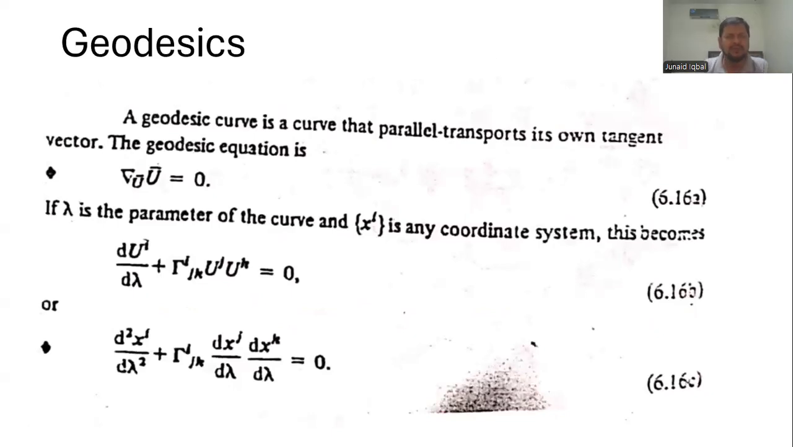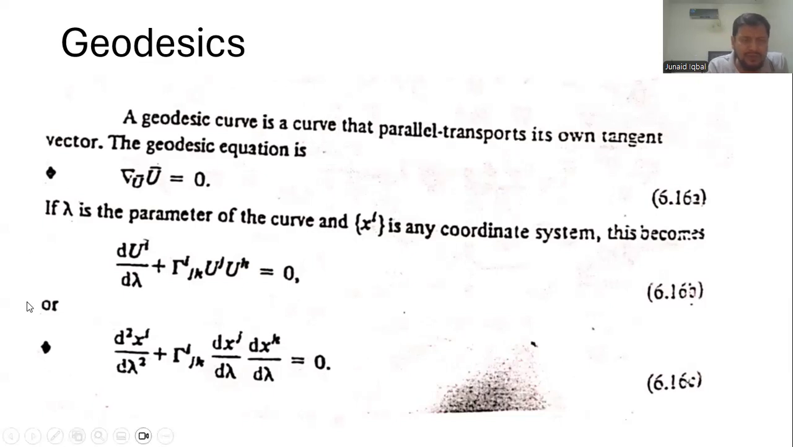Geodesics. Basically, in the general theory of relativity, the equations of motion are known as geodesics. In terms of geometry, a geodesic is a curve which parallel transports its own tangent vector. Therefore, we say the covariant derivative of the u vector with respect to the u vector is 0. This equation, number 6.16a, is called the geodesic equation.